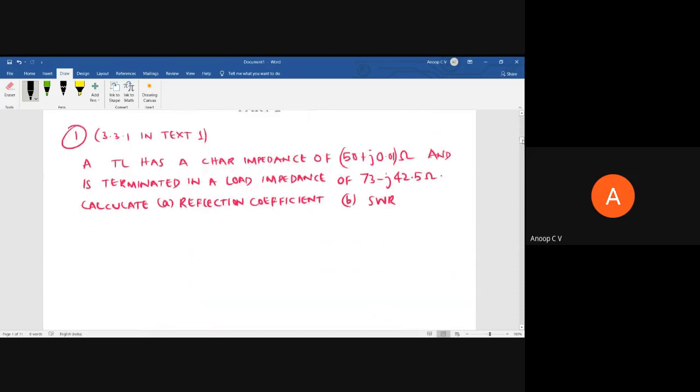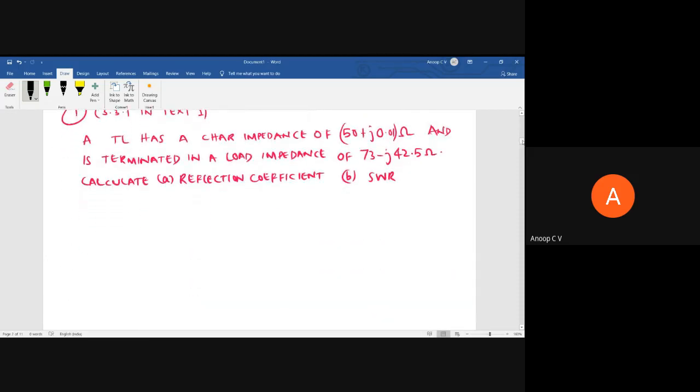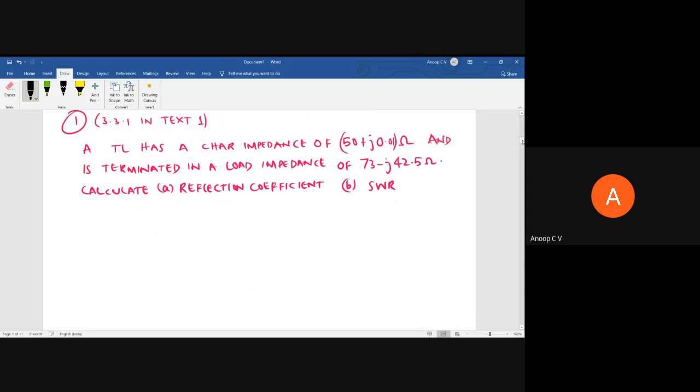This problem I've taken from your textbook only. This is again what I repeatedly ask as a question. This is problem 3.3.1 in your textbook, so all of you please do take it down. The problem is: a transmission line has a characteristic impedance Z0 of 50 plus j 0.01 ohm and is terminated in a load impedance.